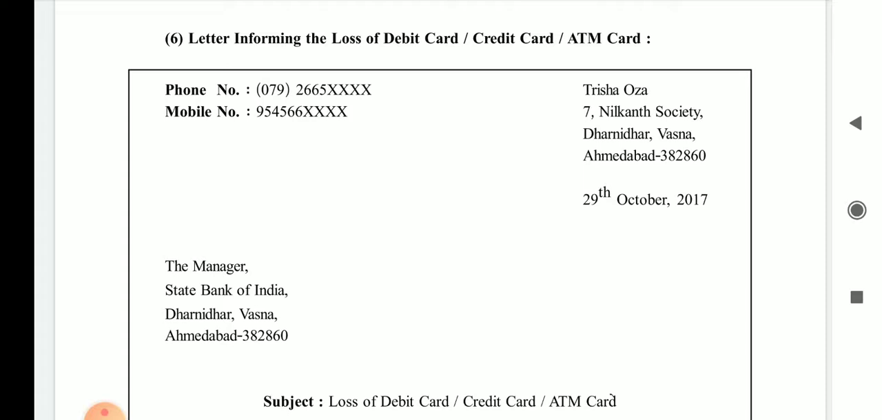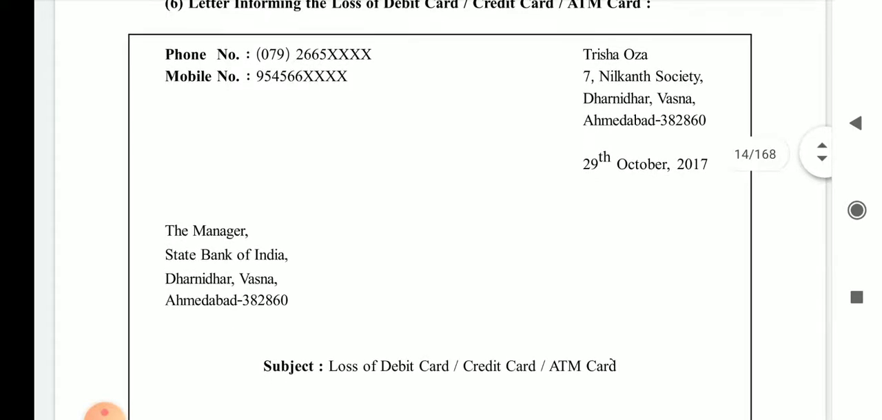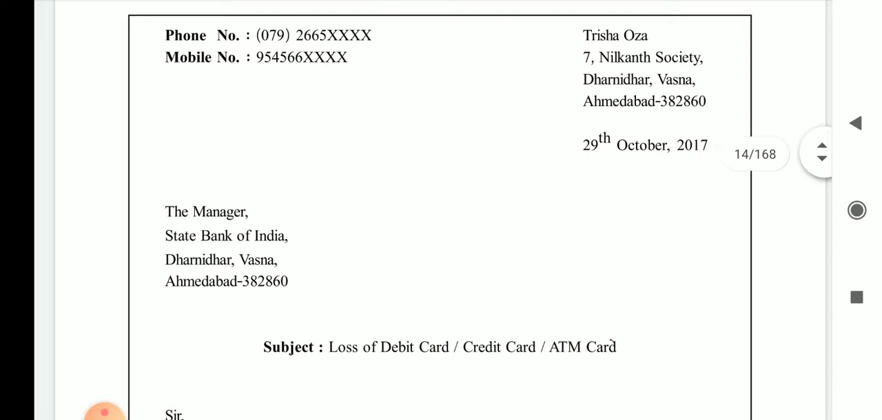That means the bank has provided us a debit card or credit card, and the person who is holding this card loses the debit card, credit card or ATM card. Here the writer is Trisha Oza. Here the lady's name is Trisha Oza. On the left hand side are the phone number and mobile number, and the writer's address: 7th Nilkant Society, Dharanidhar, Vasana, Ahmedabad, and put a full stop behind the pin code.